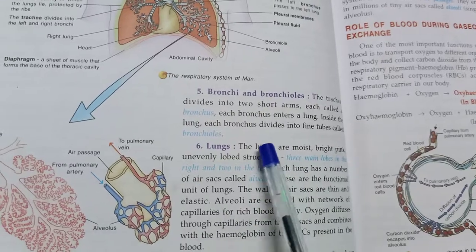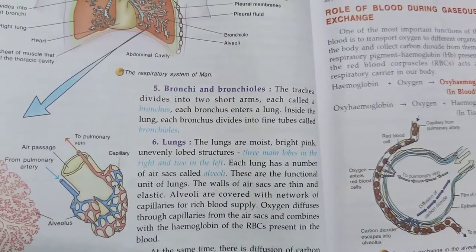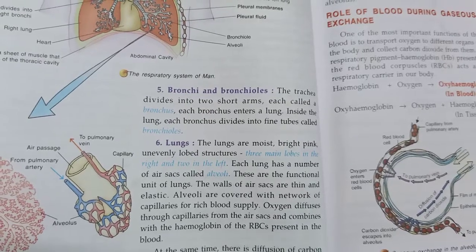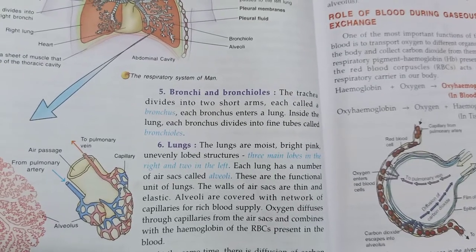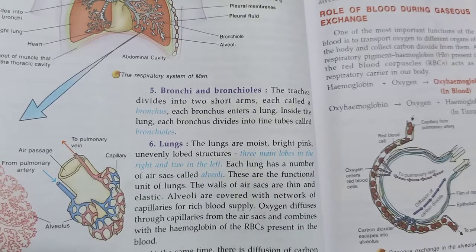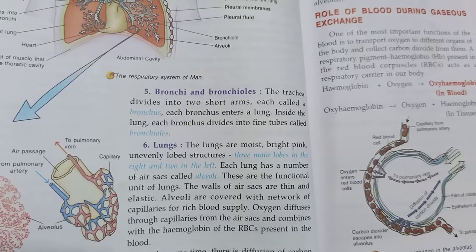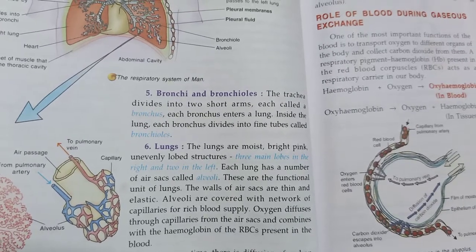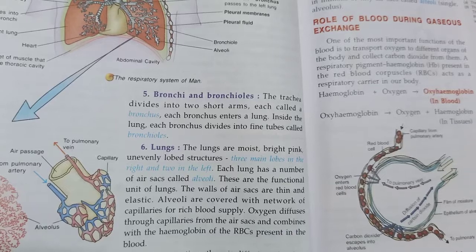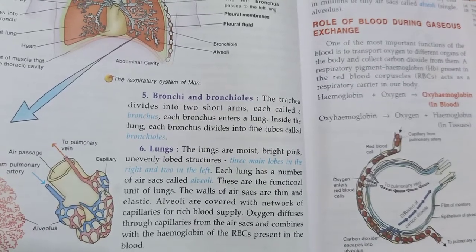Now we see the next part, that is the lungs. The lungs are moist, bright pink, unevenly lobed structures. There are three main lobes in the right lung and two in the left. Each lung has a number of air sacs called alveoli. These are the functional unit of the lungs. The walls of the air sacs are thin and elastic.